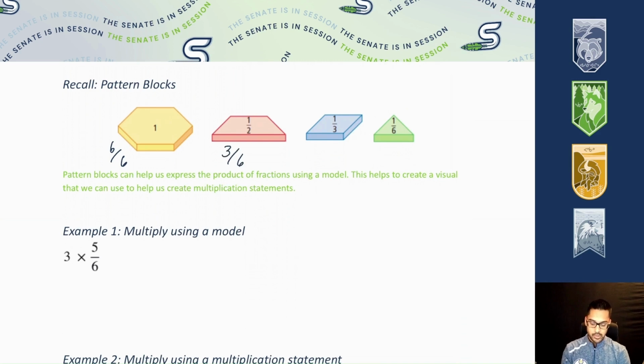The same thing is true for that rhombus. A third is really the same thing as saying 2 of those 6 that make up the whole hexagon. And the green triangle is that base unit, which represents 1/6. So you can use that green triangle to build all sorts of different fractions. That idea is going to help us when we need to represent the multiplication of fractions using a model, a visual way of showing this.